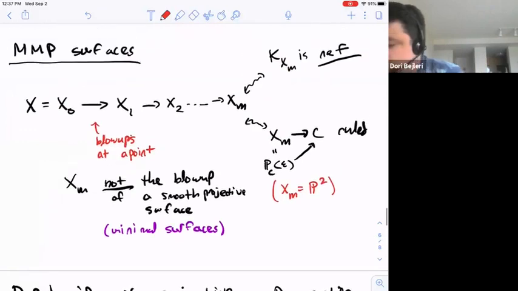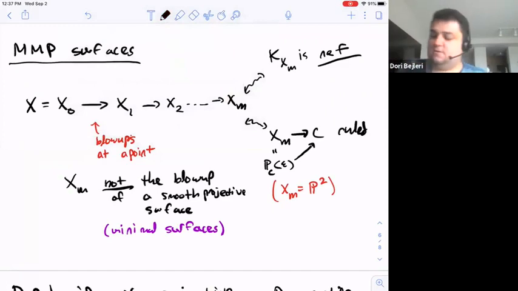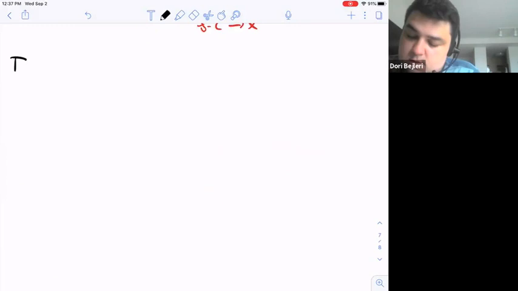Okay, so our two cases are we have this ruled surface, or we end up with a surface where XM is Nef, where KXM is Nef. And so now we can try to classify or write down the properties of each of these two cases in terms of the canonical divisor. So here are some facts in the ruled case.